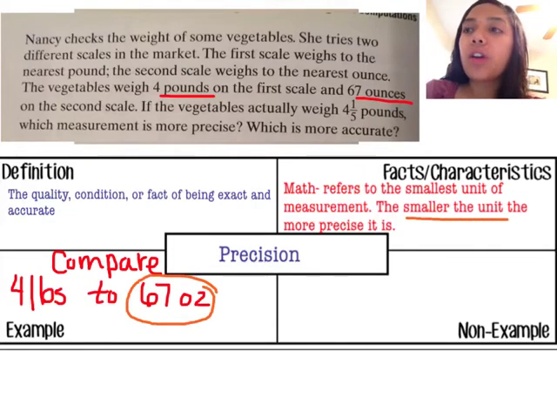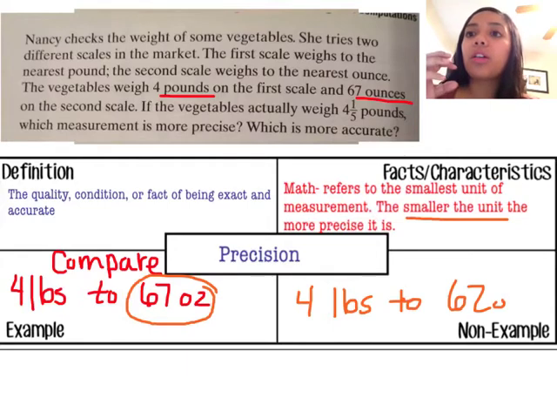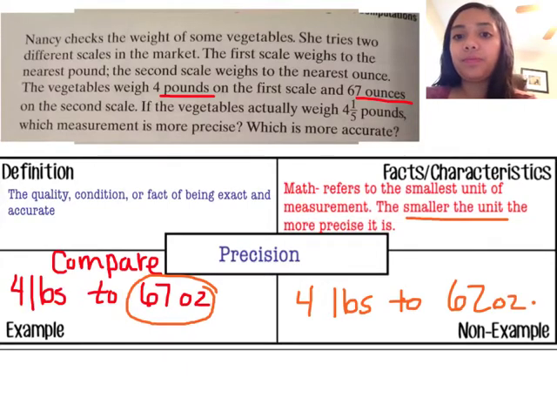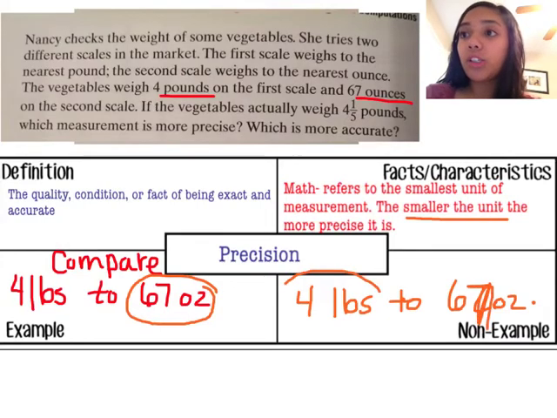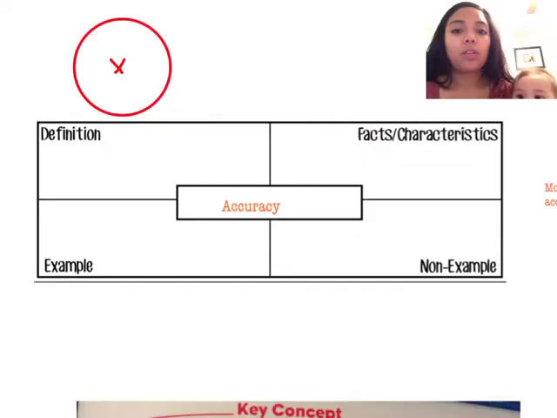Okay, so in math, precision refers to the smallest unit of measurement on the measuring instrument. The smaller the unit, the more precise it is. Okay, so I put that in the facts or characteristics. If you need to, you can pause the videos to keep up. So let's go ahead and talk about an example.